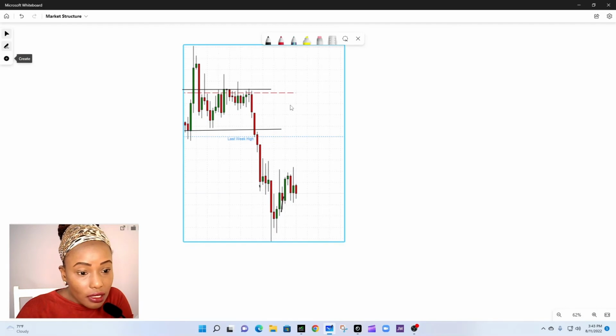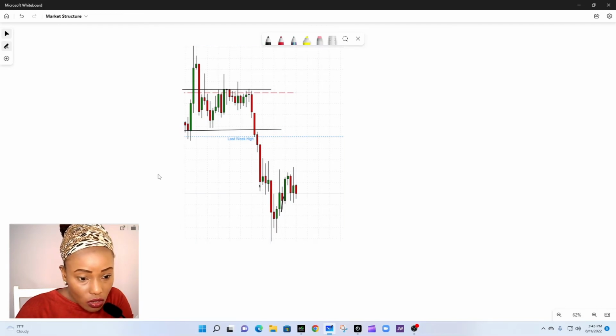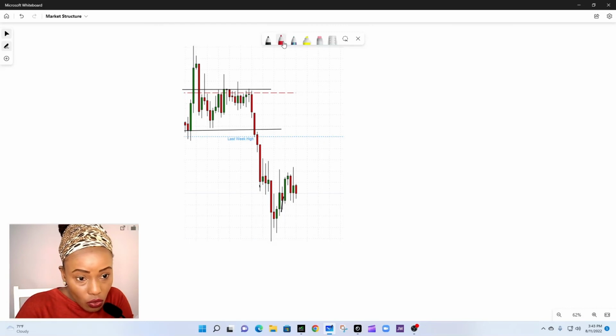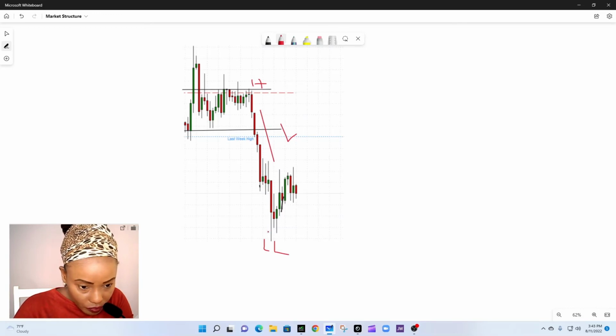Clearly we can see the price broke out to the low and started a new direction. Price broke out to the low, started a new direction, and formed a lower low. Remember here, this was our high and this was our low. So price has broken out from the range and formed a lower low.